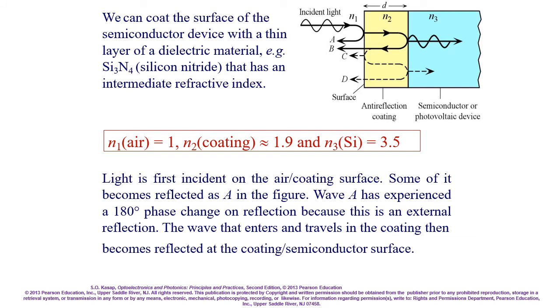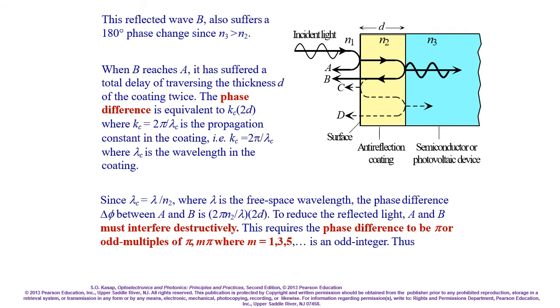Now when light is first incident on the air and silicon nitride coating, some of the light is reflected, as in figure A. Wave A has experienced a 180 degree phase shift on reflection because of its external reflection. The wave that enters and travels in the coating then becomes reflected at the coating-semiconductor surface. This reflected wave B also suffers a 180 degree phase shift since n3 is greater than n2. When B reaches A, it has suffered a total delay of traveling thickness d of the coating twice.